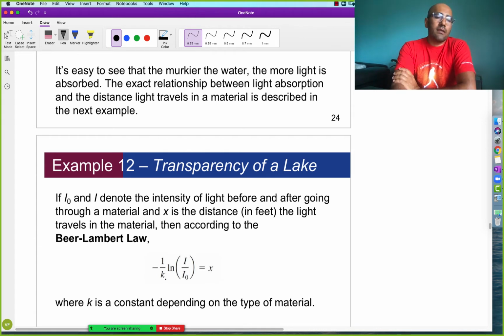And then K is some constant related to the particular substance we're talking about, whether it's glass, whether it's water, and even within water, there will be different constants for different types of waters. Whether it's ocean water, whether it's freshwater lake, just how much sand is in there, how much pollutants are in there, stuff like that.